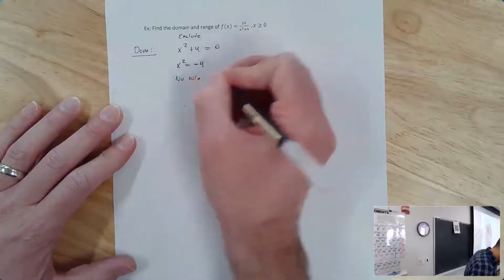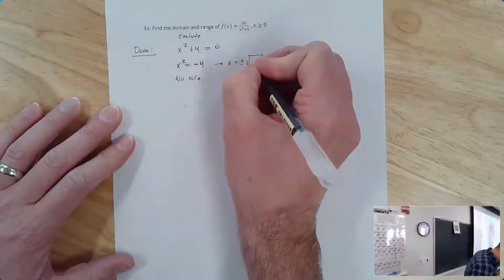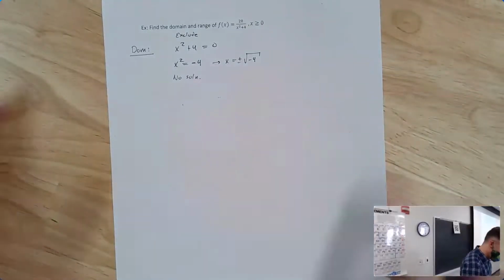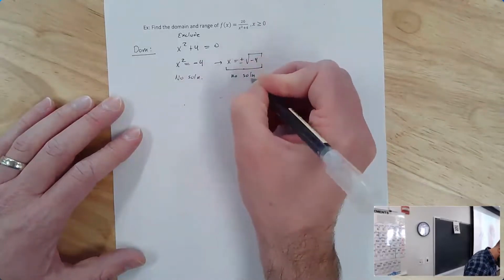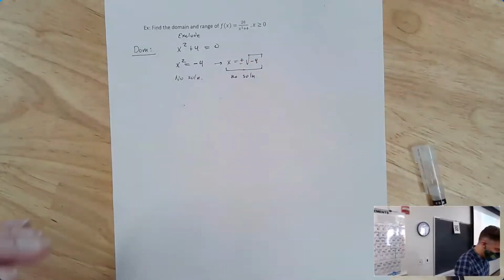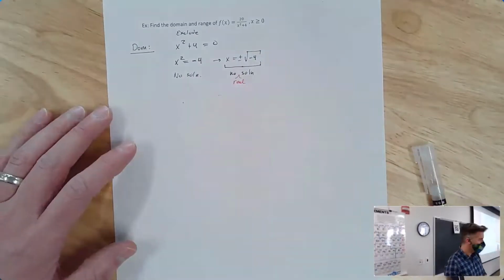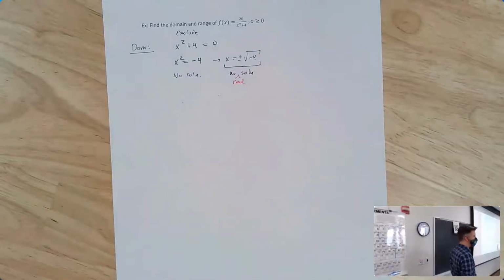Or you can go one step further and say, all right, x is going to be plus or minus the square root of -4. So when you see a square root of a negative, that's not real. No solution, or if I want to be very specific here, there's no real solution, which is all we care about. And if we weren't being careful, we might at this point say that the domain is everything.